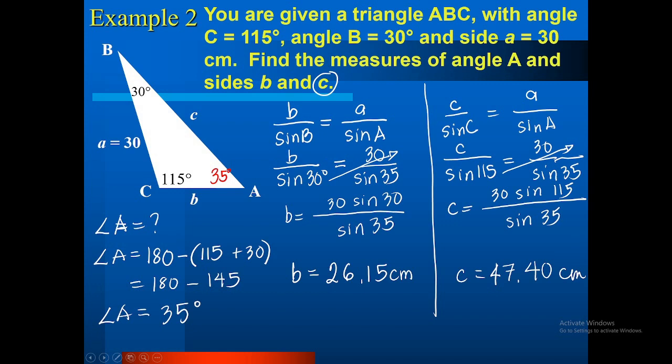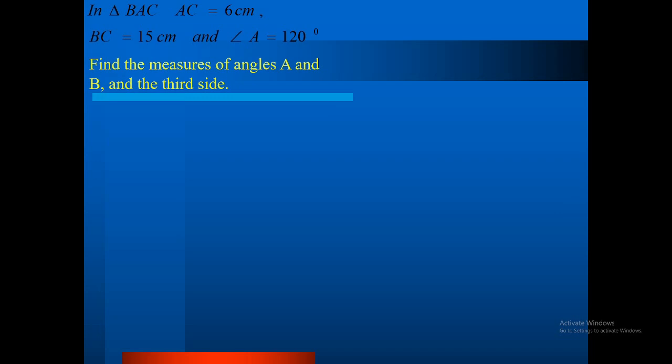Let's have problem number 3. Okay, there you go. So you have now two given sides and a given angle. Illustrating this, here is the drawing. Previously, two angles and one side were given. This time, one angle and two sides are given.